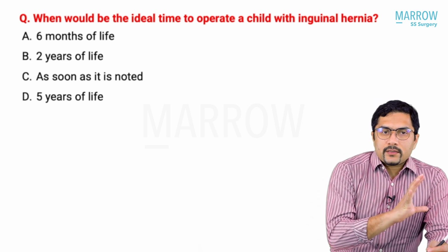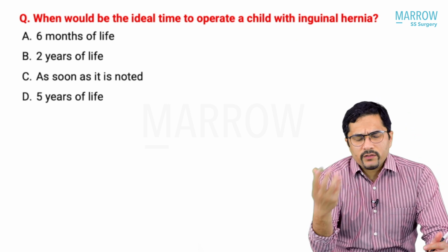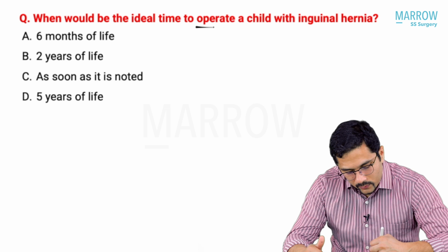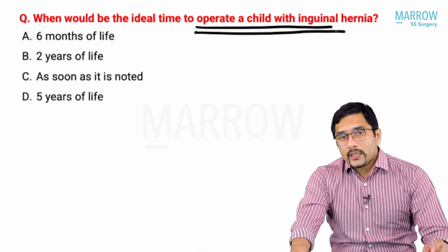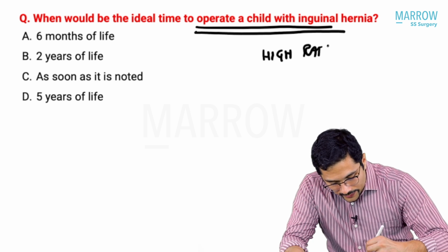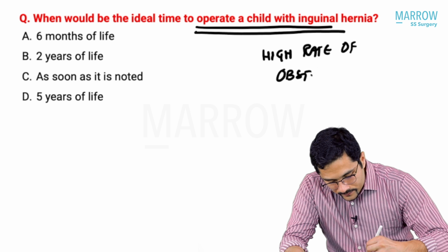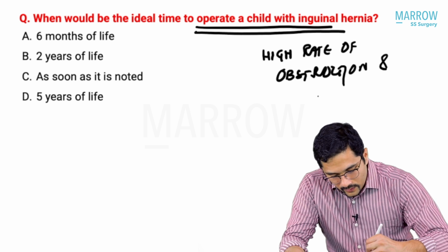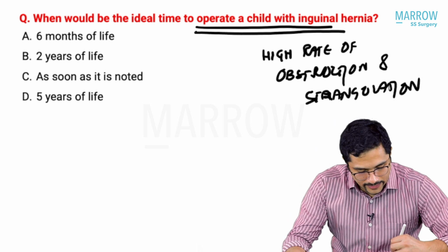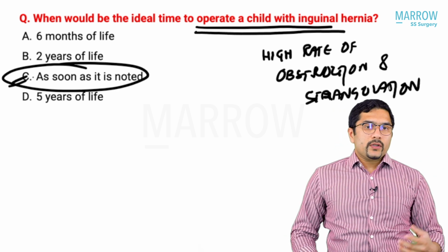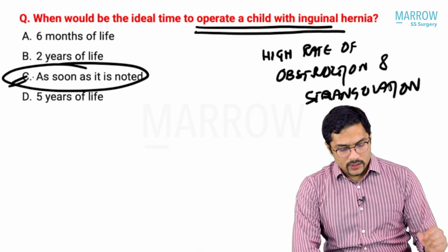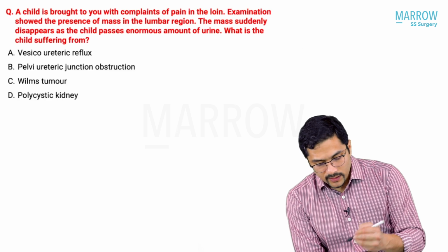There were a couple of questions from pediatric surgery which were very straightforward, very simple pediatric surgery questions. One of them was, what is the ideal time to operate a child with an inguinal hernia? We know that children with congenital inguinal hernias have a high rate of obstruction and strangulation, and that is why it should be done as soon as it is noted. So, once you note a patient has an inguinal hernia, you will operate it within 5 to 7 days after working up the child. So, as soon as possible the surgery will be done.